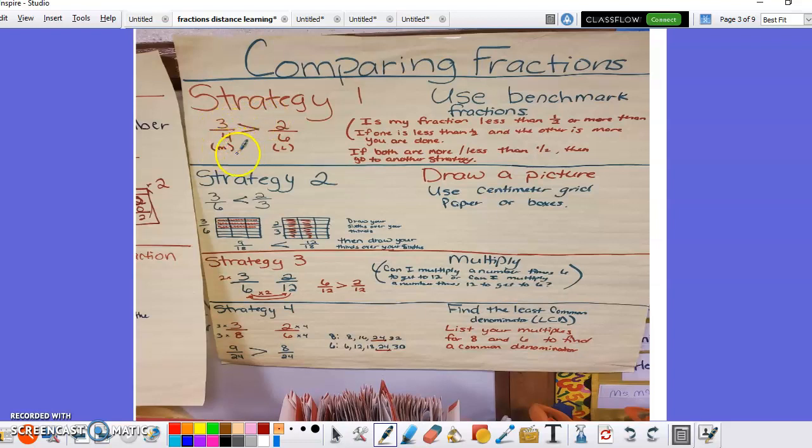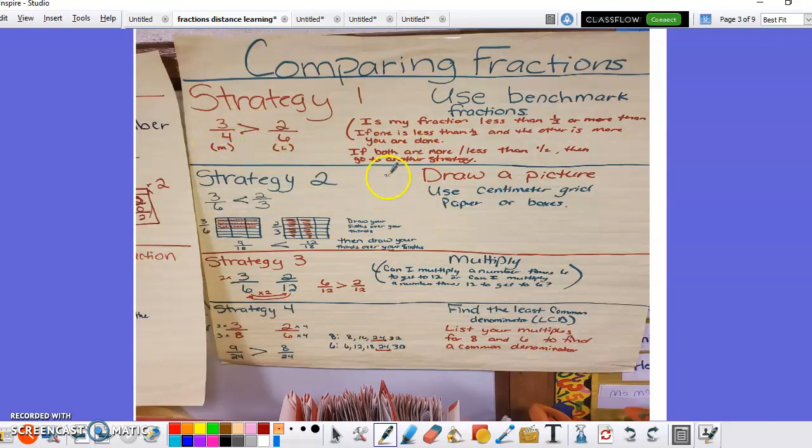3/4 is more than half, so I just have them put an M, and 2/6 is less than half. If you don't know how to find if it's more or less, well, think about what is half of your denominator. So half of 6 is 3. So I know that 2 is less than 3, so this fraction is less than 1/2. And then I know that half of 4 is 2, and 3 is more than 2. So 3/4 would be more than. So I already know which one is greater. I know that 3/4 and 2/6 are not equivalent, and 3/4 is greater.